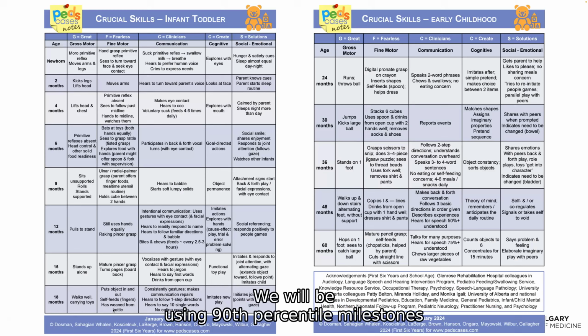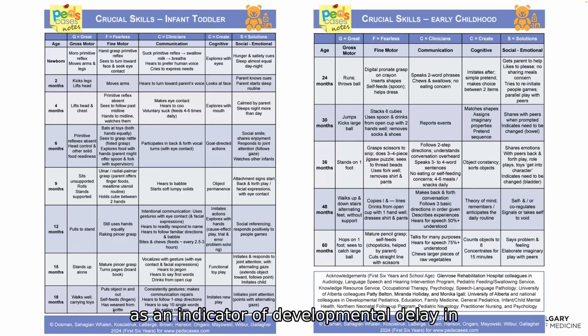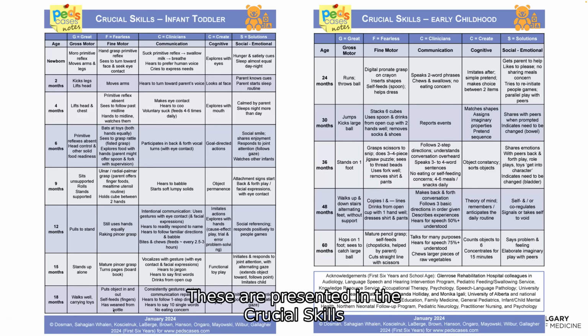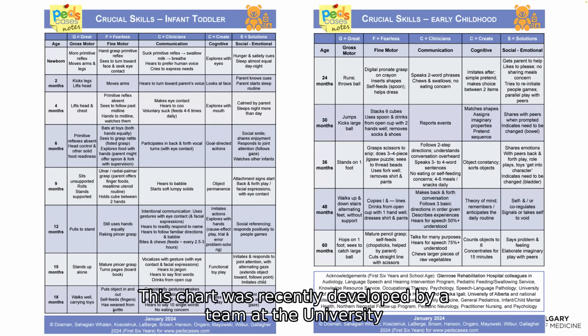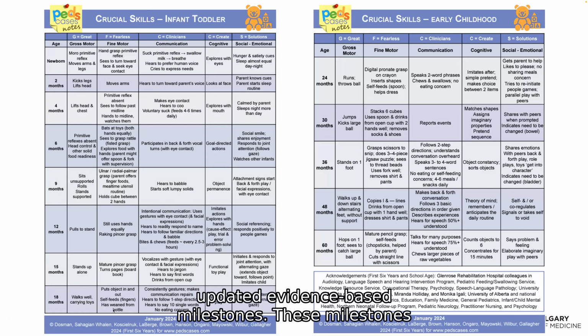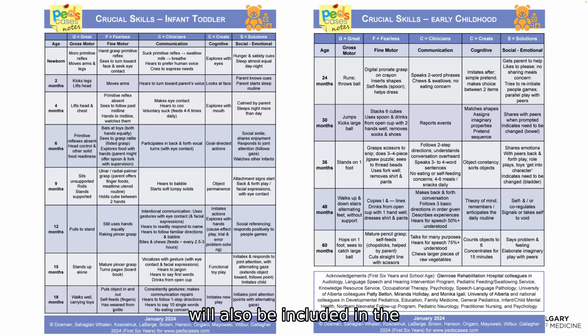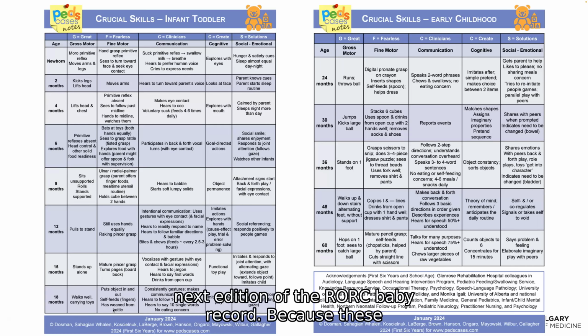We will be using 90th percentile milestones as an indicator of developmental delay in our curriculum. These are presented in the Crucial Skills Developmental Milestone Chart. This chart was recently developed by a team at the University of Alberta and includes updated, evidence-based milestones. These milestones will also be included in the next edition of the Rourke Baby Record.